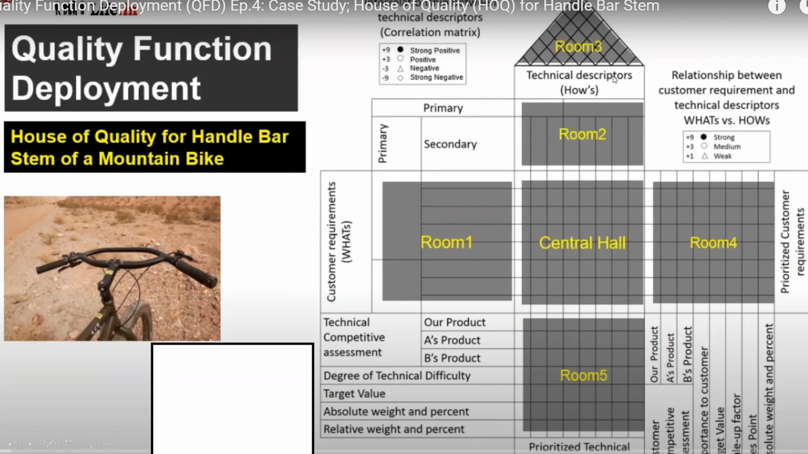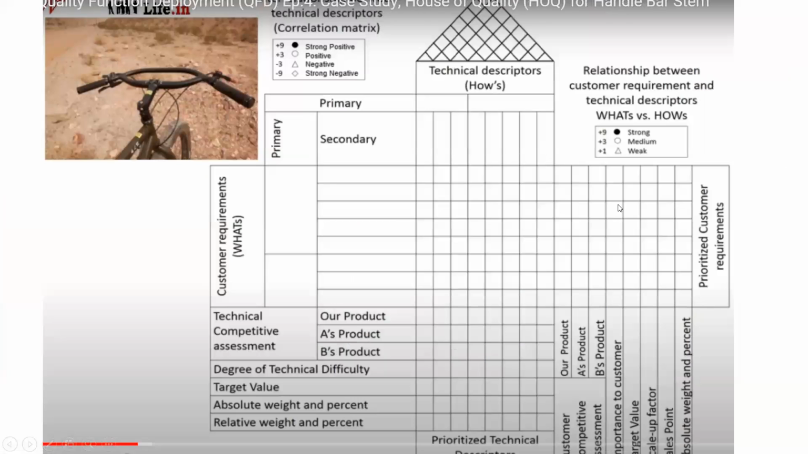And the technical how is linked to room number 5. Technical competitive assessment here: all the calculation will be focused on room 5, linked to technical. Room 4 is the customer requirement competitive assessment, linked to room number 1. So this is the complete example QFD. We go through one by one later on. This one is the empty QFD.